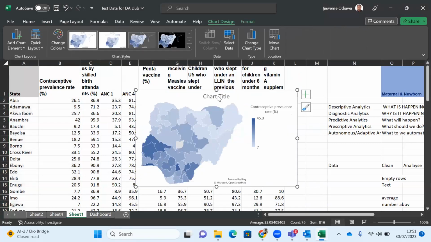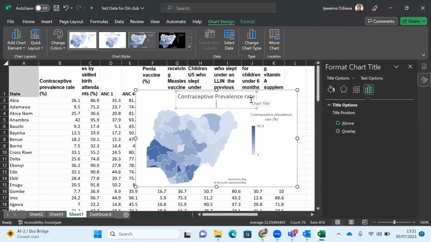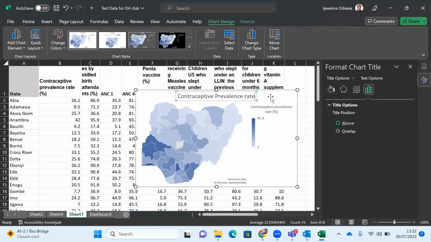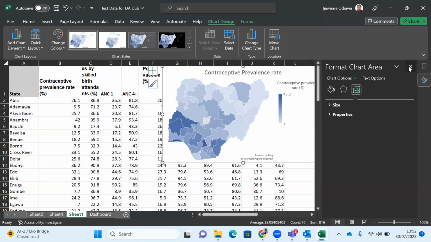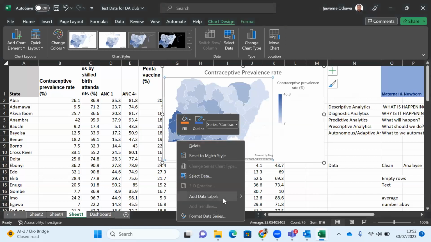And our chart comes up. I rename the chart contraceptive prevalence rates. Okay. So where's our highest? 43%. You can just hover your mouse over it, and we're looking for the place with the, oh, it's Lagos. It's Lagos. So we can add data labels.